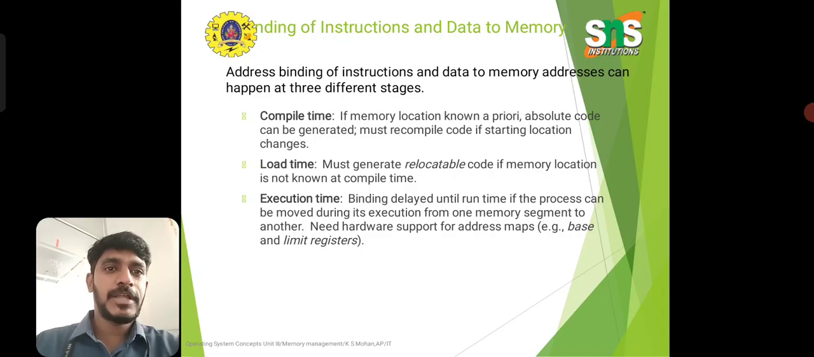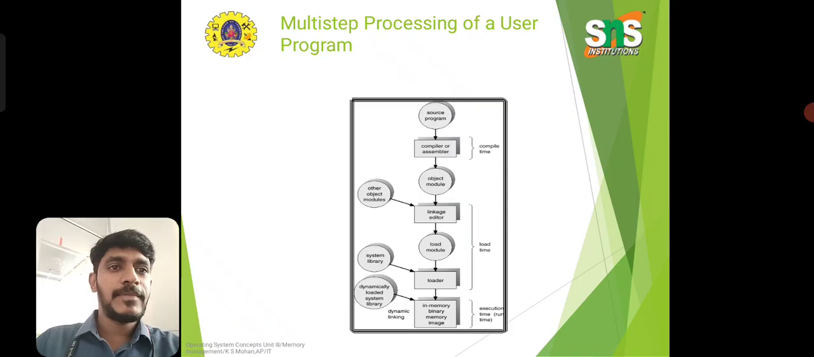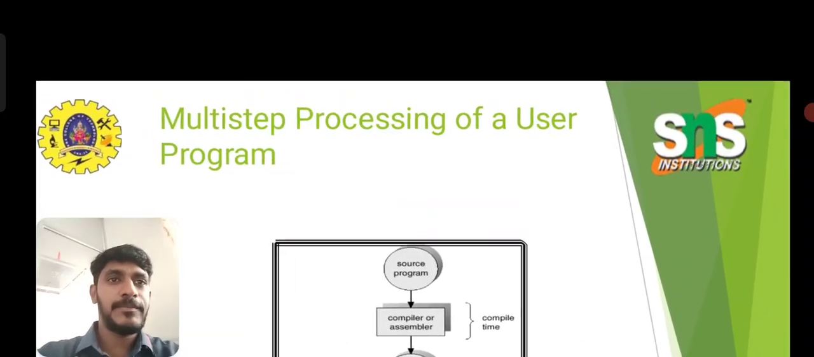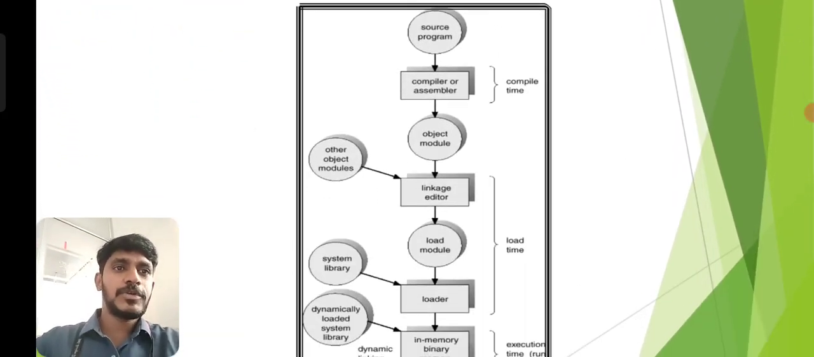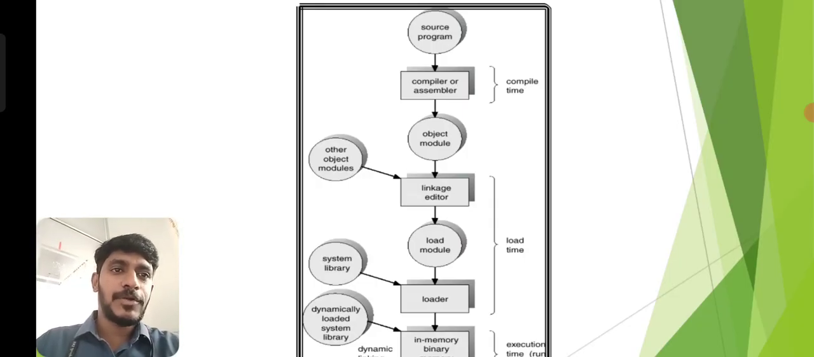Load time and execution time can have different kinds of processing. In the multi-step processing of a user program, we have a source program, compiler, assembler, and object module. Look at the screen: this is the architecture diagram of compiler processing of a user program. First, a source program is sent to the compiler or assembler. From that we get the object module, then the linkage editor and load module. Other object modules will be connected to the linkage editor.